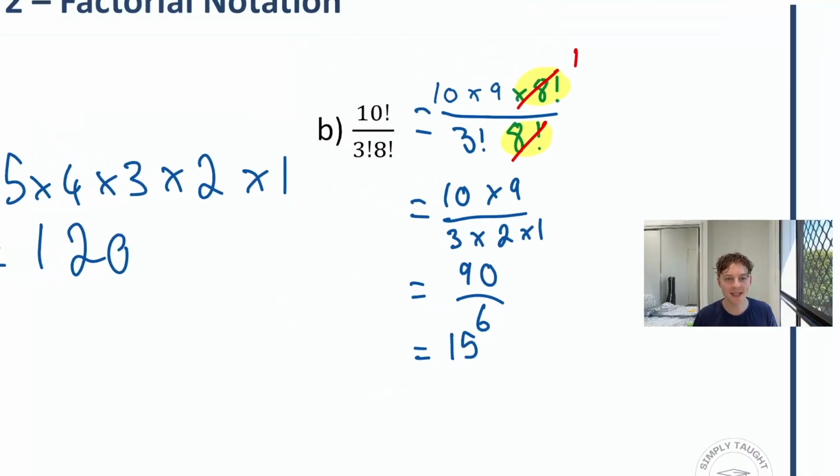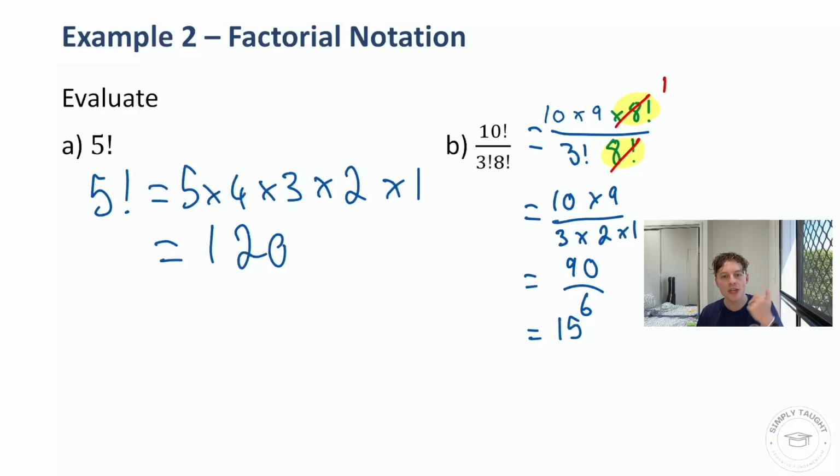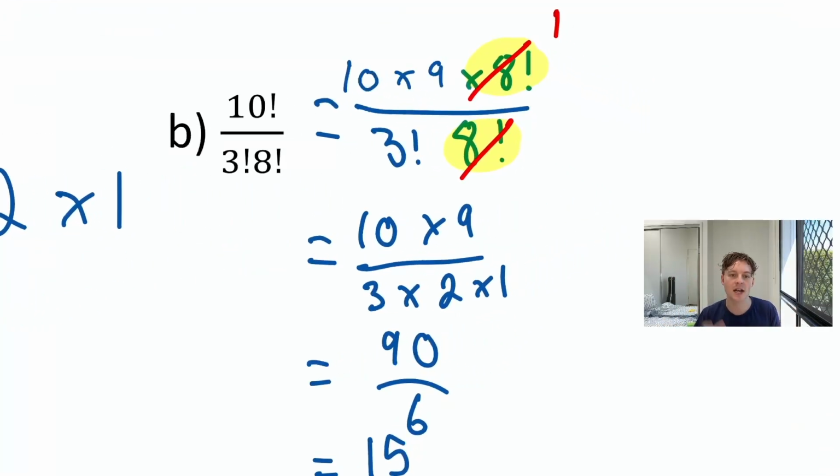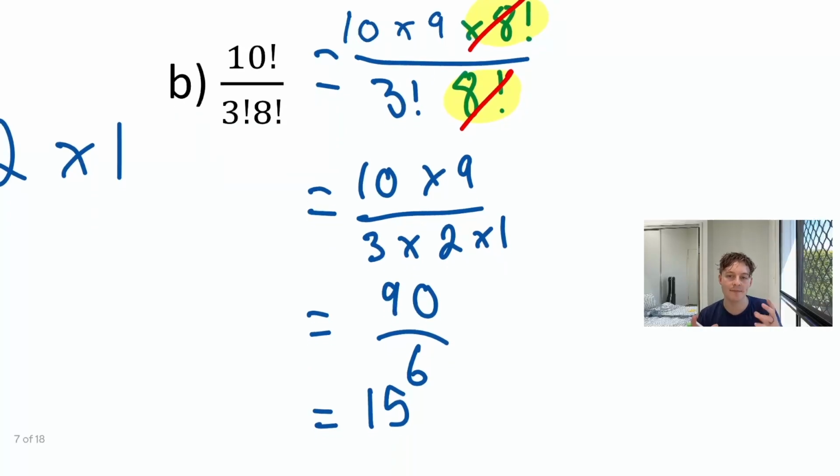So we have two main skills here for our factorial notation, okay? We can find the value of any factorial by simply doing, for 5 factorial, 5 times 4 times 3 times 2 times 1. And for the fraction ones, we want to match our denominator, cancel down, and normally that creates a much nicer, much smaller number for our final answer.